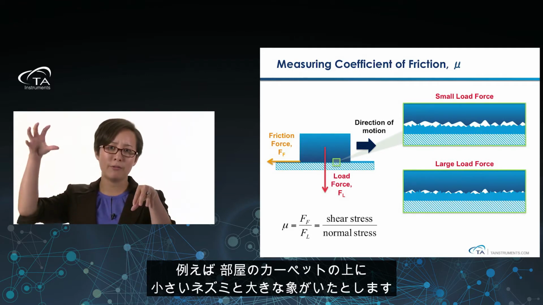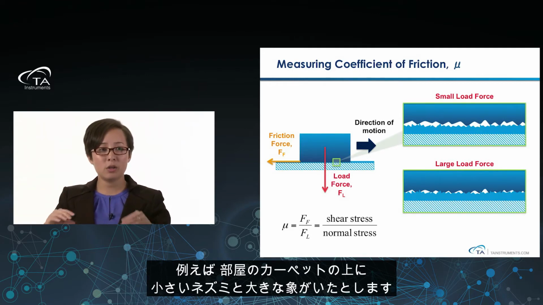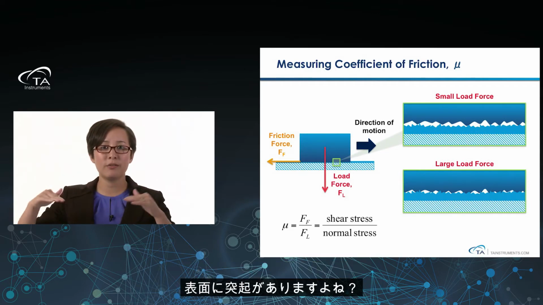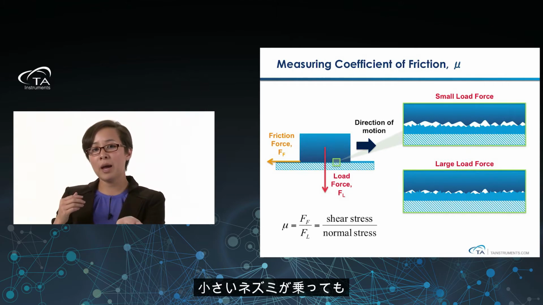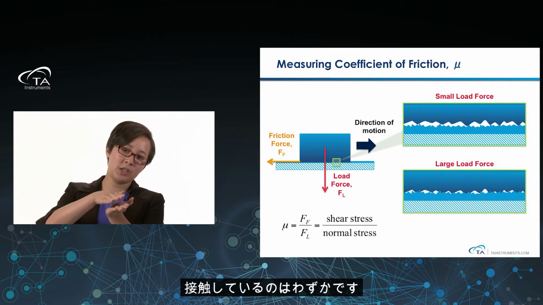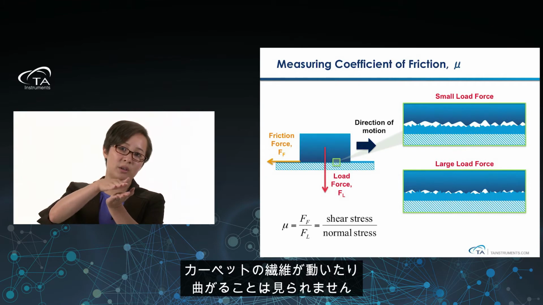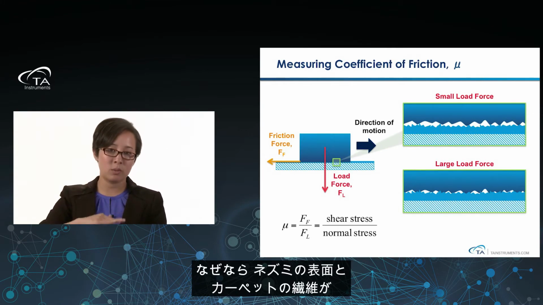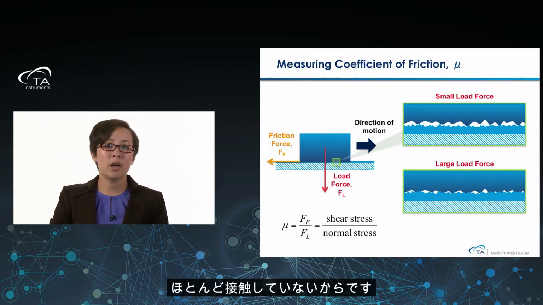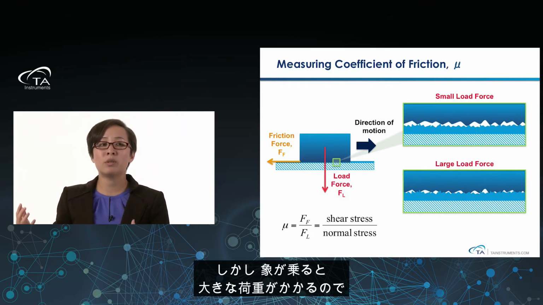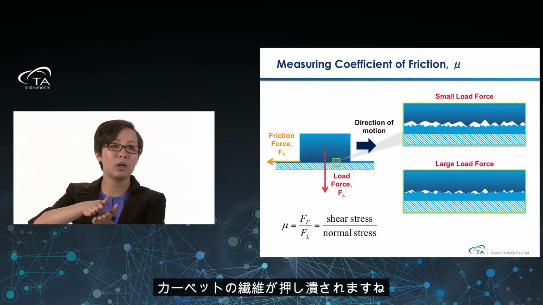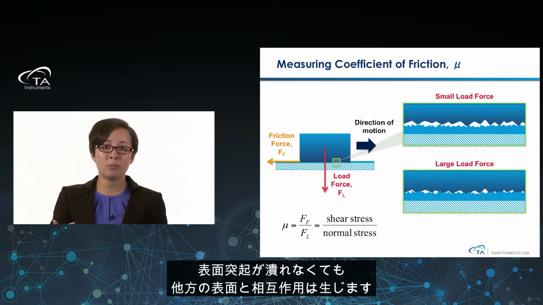Another way to think about it is if you have in your room a small mouse and a really large elephant on your carpet. You could think of the carpet fibers as a surface asperity, so there's a little bit of roughness on them. Now when we have the small mouse on the carpet, it barely touches it. You don't really see the carpet fibers move or flex at all because they're not really being interacted with by the surface of the mouse. However, if you have an elephant, which would represent the large load force, you can see those carpet fibers are going to compress with one another. Now, surface asperities may not compress, but they're still interacting with the other surface.